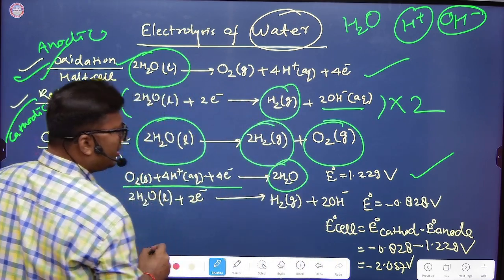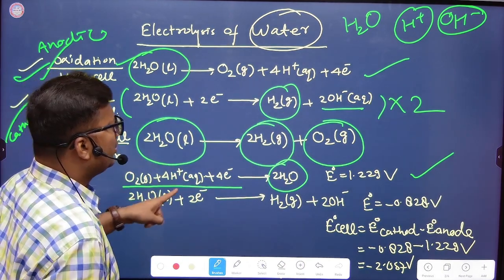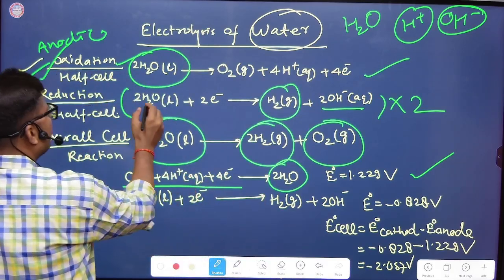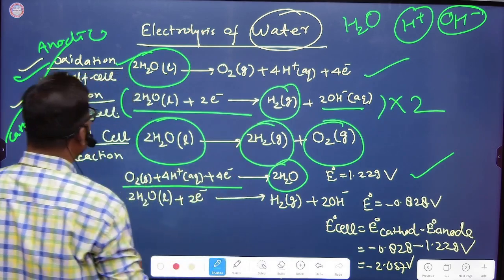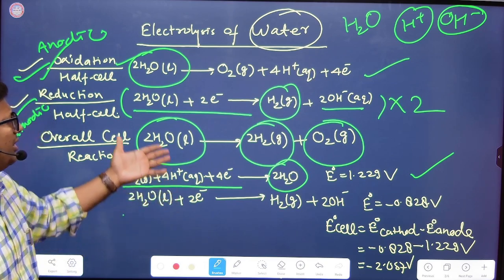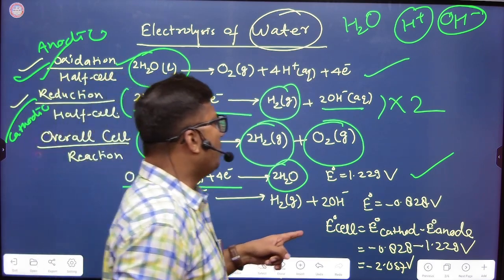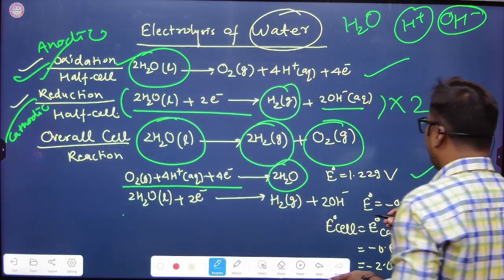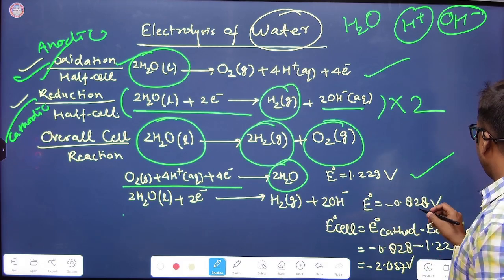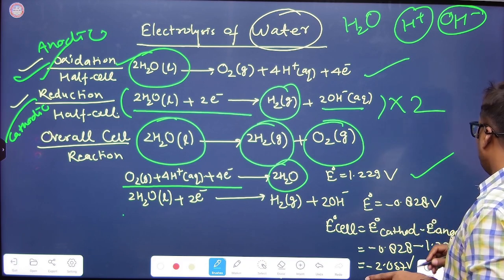So this is your reduction reaction, as it is in the case of a reduction half cell reaction. So the value of potential or EMF for this reduction half cell is E naught equal to minus 0.828 volt.